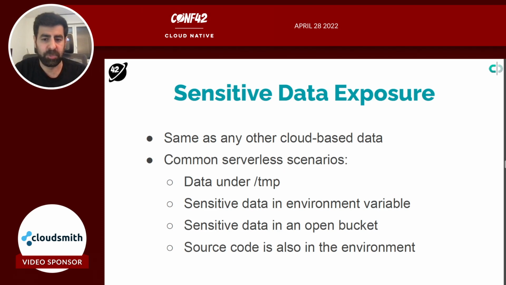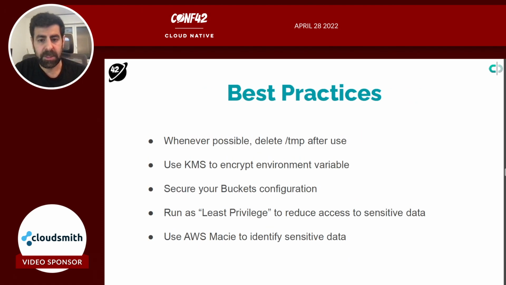The source code, as we mentioned, is also in the environment. So if someone can gain access to your Lambda function, they can also have access to the source code. The best practice: if you're using a Lambda and you store data in the /tmp, delete it after the use so another execution won't have access to it.